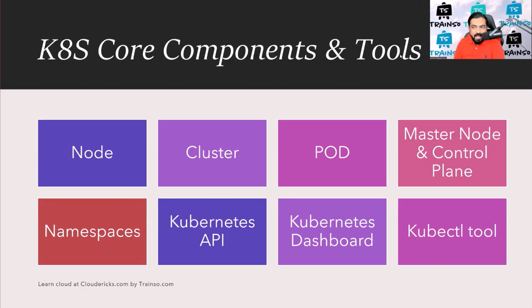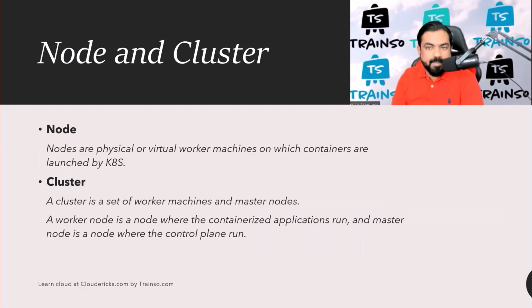Kubernetes core components and tools: node, cluster, pod, master node and control plane, namespaces, Kubernetes API and Kubernetes Dashboard, the kubectl tool. There are many more components like deployments and a lot more that we'll be discussing in our future sessions. Node and cluster. Nodes are physical or virtual worker machines on which containers are launched by Kubernetes. So basically, Kubernetes is a container orchestration tool.